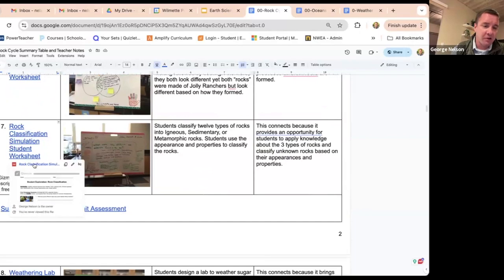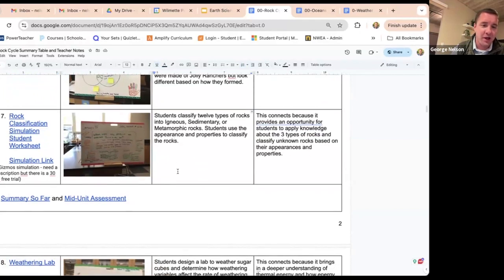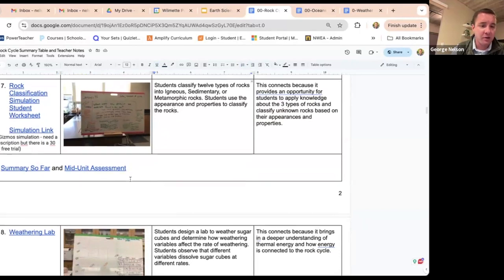There's a Gizmo here. This is kind of an application extension, but it's a good one where they have to sort the rocks by their appearance and identify if they're igneous, sedimentary, or metamorphic. Again, that is a paid subscription. Is it essential for the storyline? Not so much. They have an assessment here at this point on the types of rocks.